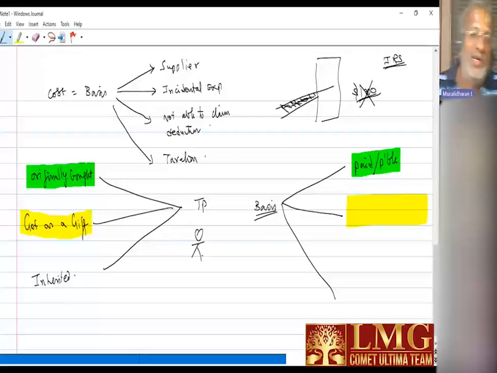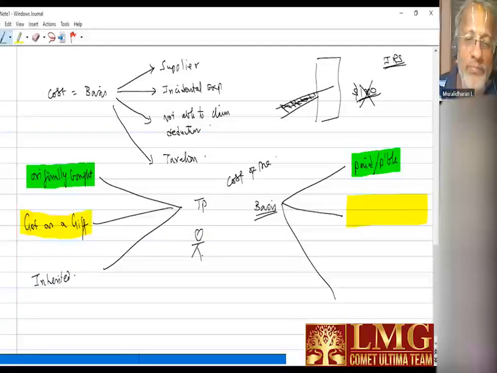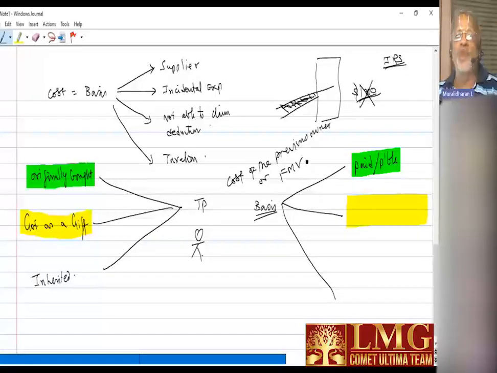But here, the question is that we do have a differentiation, got as a gift and inherited. They do not take into consideration these two alike. These two things are treated very differently. Now I will give you the choice. Tell me whether it would be cost of the previous owner or fair market value. So this choice is going to be same for got as a gift and inherited.